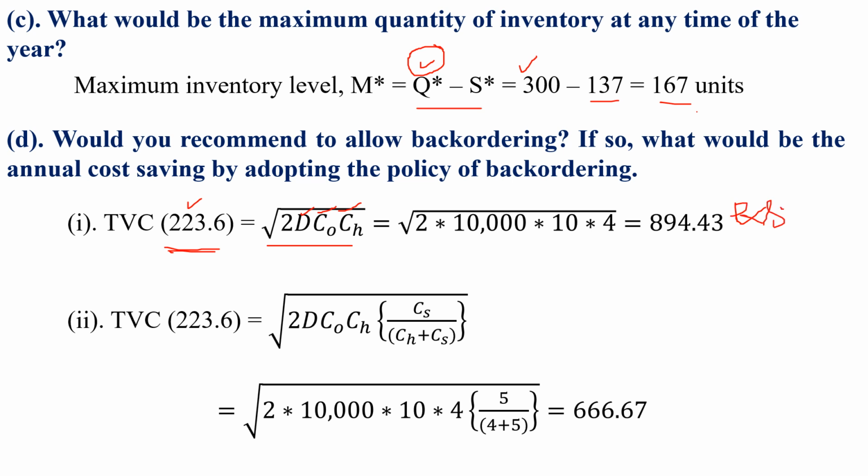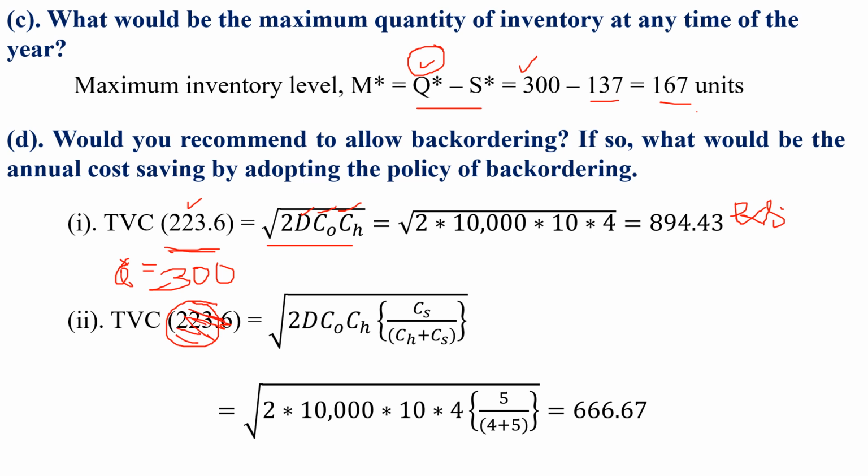Next we have to determine the total variable cost when the shortage is allowed. So when the shortage is allowed, we are getting the Q star equal to 300 units.